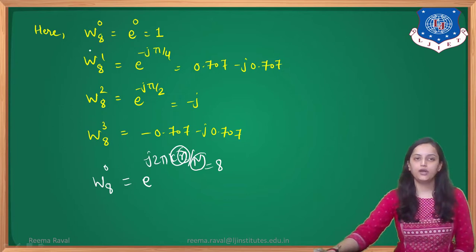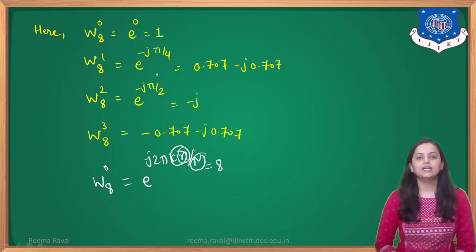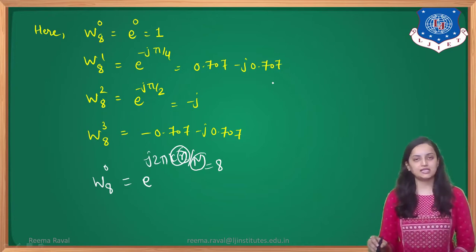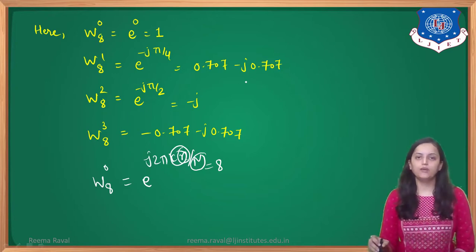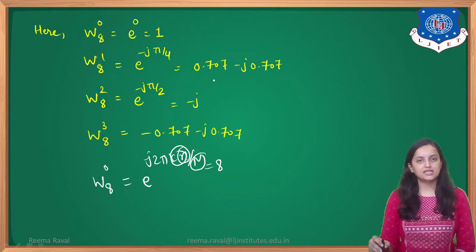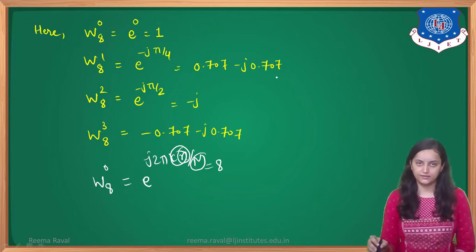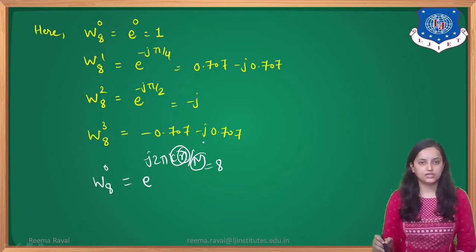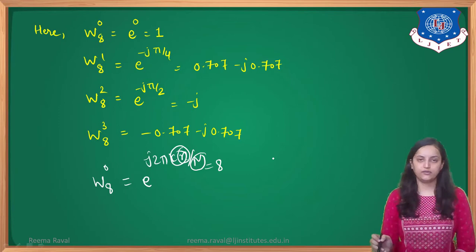So here as you can see W8^0 is there, which will give e raised to 0, that is 1. W8^1, that is e raised to minus j pi by 4, that is cos pi by 4 minus j sin pi by 4, which will give 1 by root 2 minus j 1 by root 2, that is 0.707 minus j 0.707. Same way W8^2 is e raised to minus j pi by 2, that is cos pi by 2 minus j sin pi by 2, that will give the value minus j. Similarly, W8^3 value to be found out, that is minus 0.707 minus j 0.707.